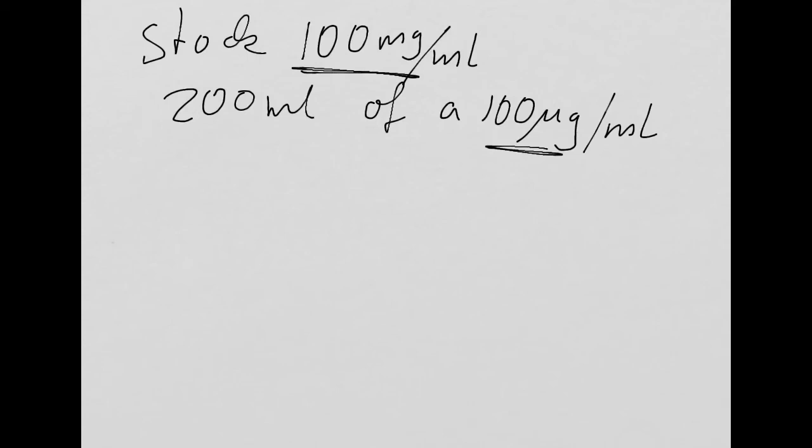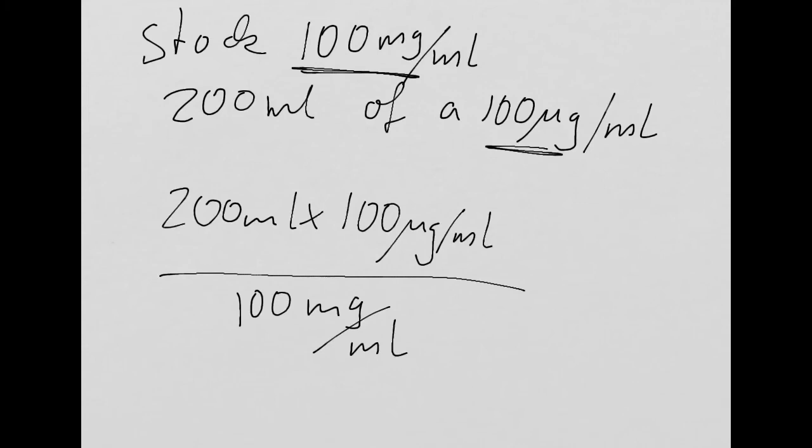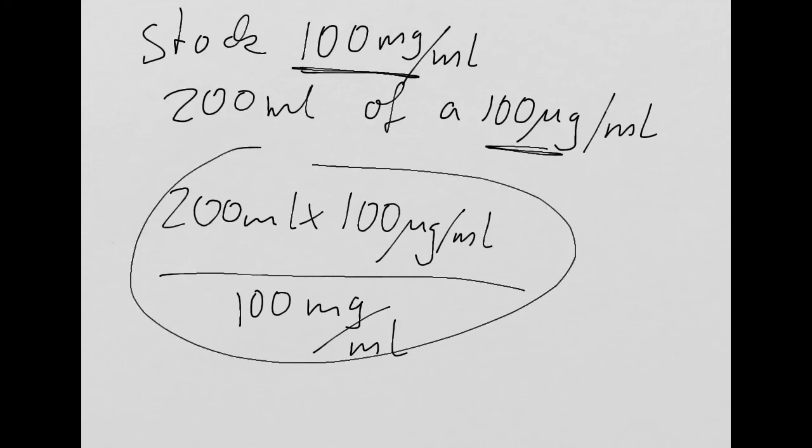We want. What do we want? 200 milliliters times 100 microgram per milliliter divided by 100 milligram per milliliter. We need to be careful now because we have different units. But that is, in principle, our equation.